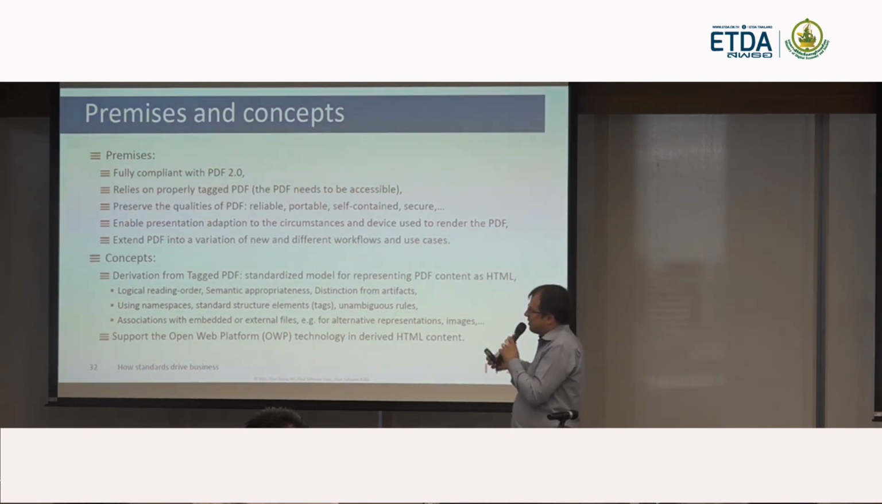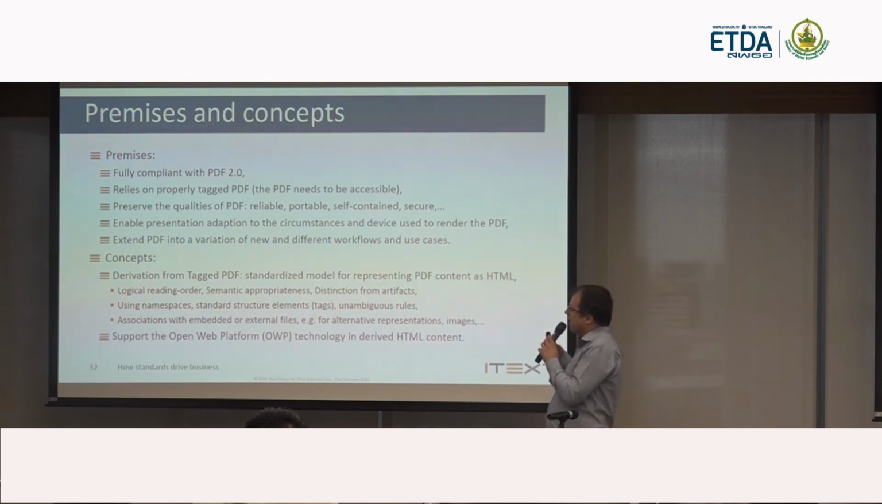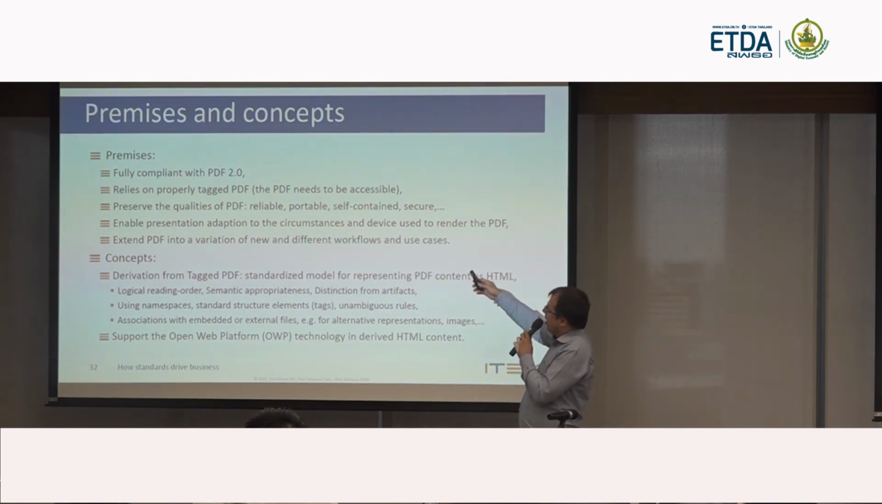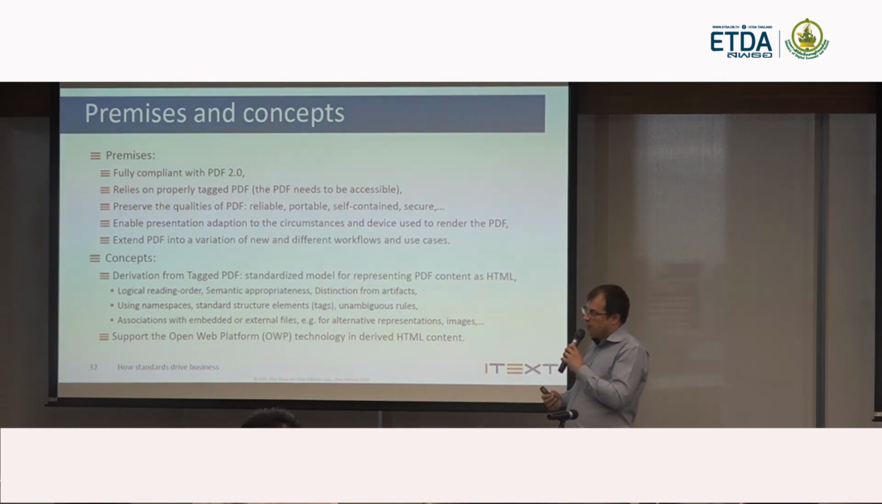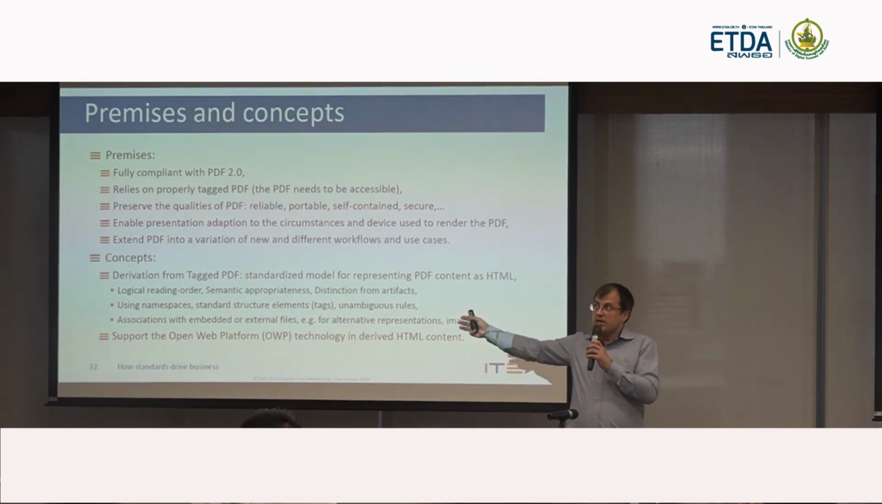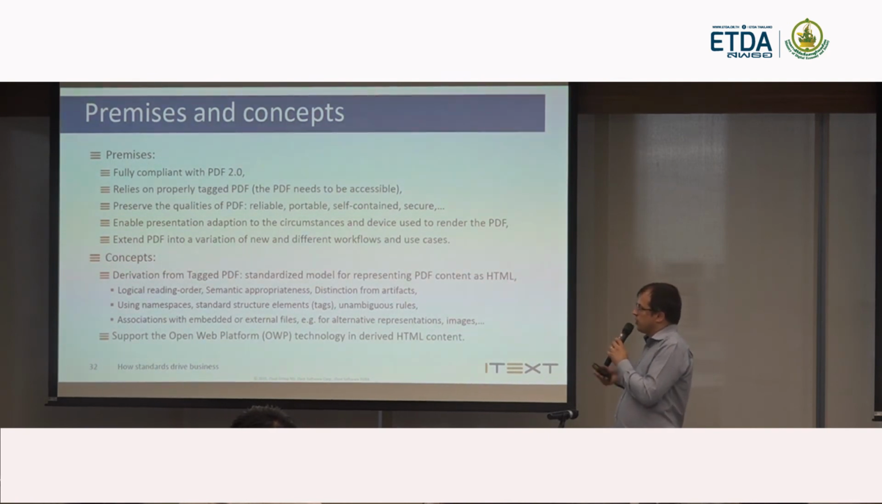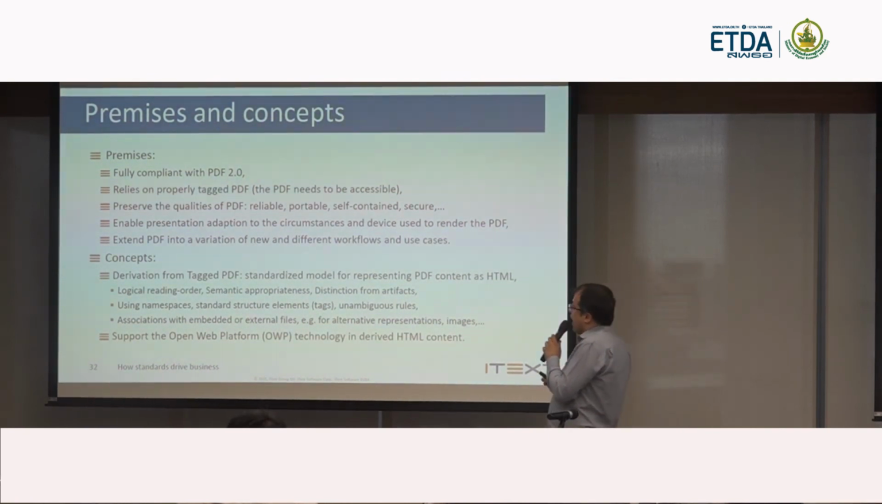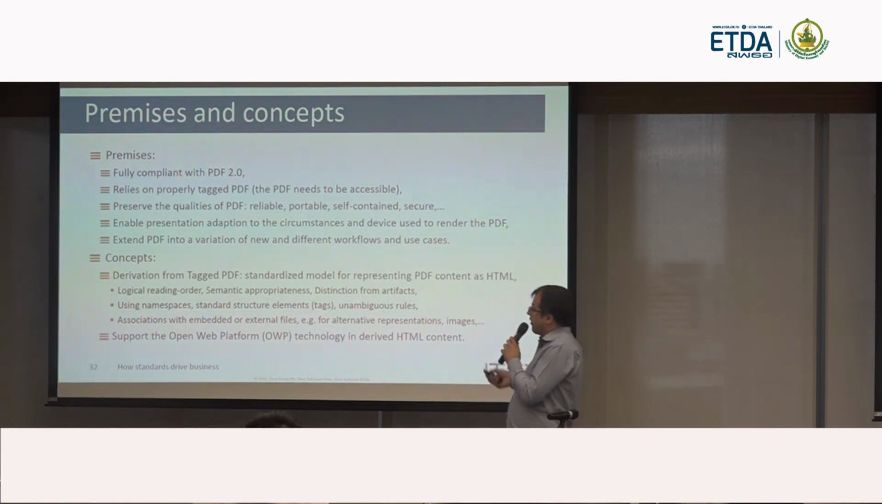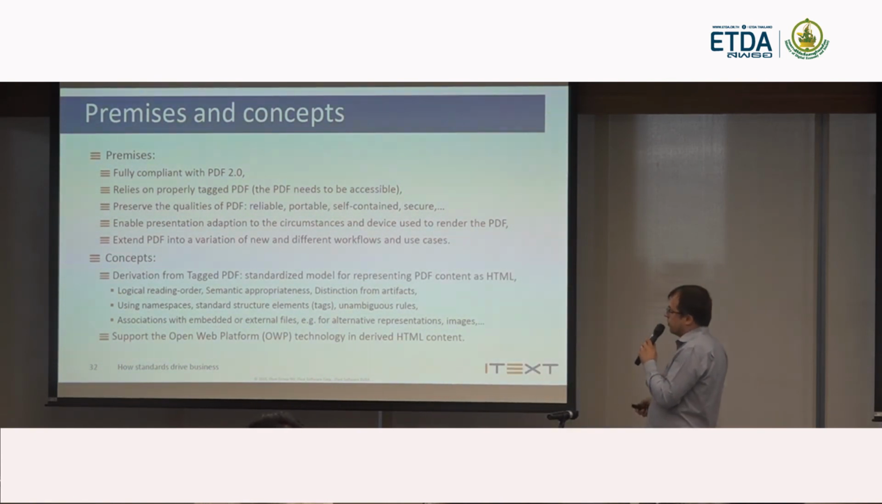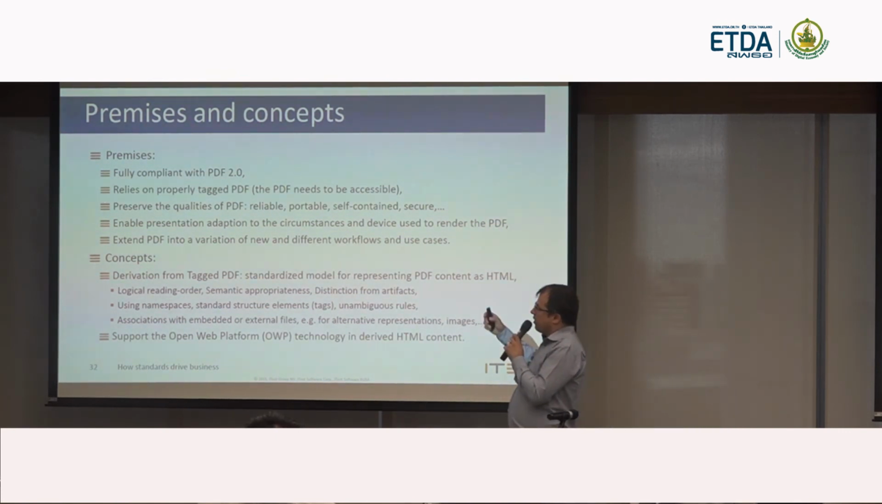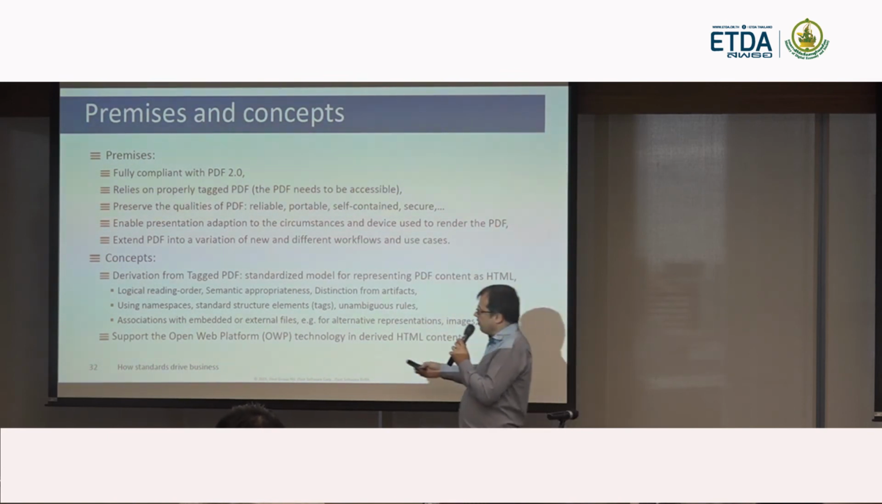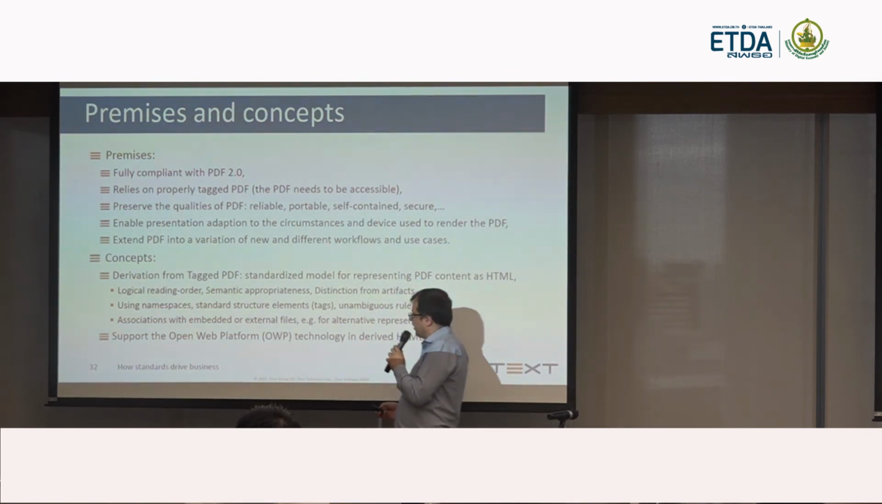And we want, that's the new thing, we want the presentation to be able to adapt to the circumstances and to the device used to render the PDF. So we want to make sure that if we read it on a cell phone, on a big screen or on a desktop, the presentation can adapt if the user wants to. And we want to extend PDF into a variety of new and different workflows and use cases. So broaden the spectrum for PDF. Now, there are several concepts. We want to support the open web platform technology.